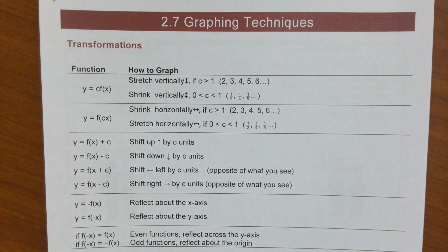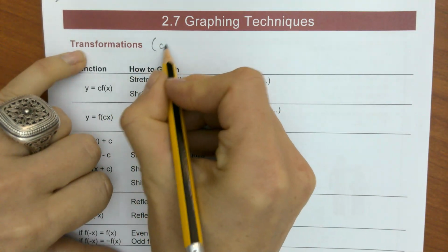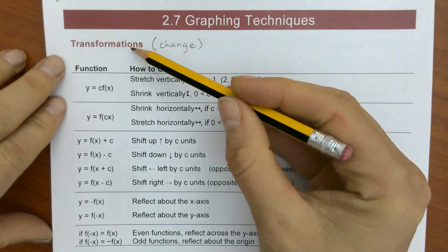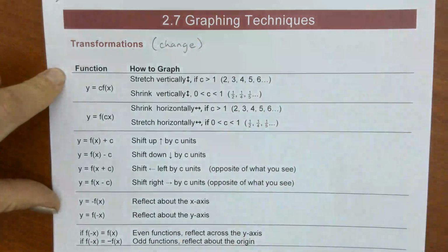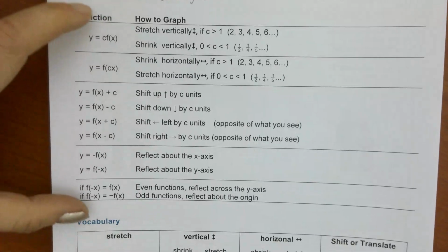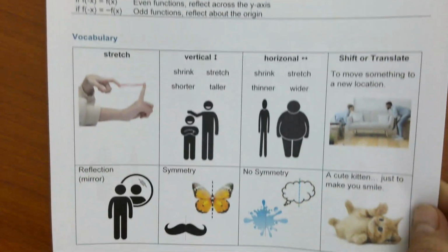Okay, so we're on 2.7, graphing techniques. So transformations just mean change. There's many different ways we can change a graph or a function. Let's look at the vocabulary first. This is a list of all the rules. I'll come back to it in a second. So let's go to the vocabulary.